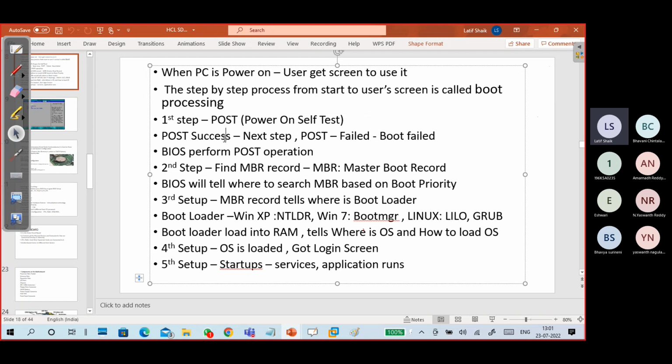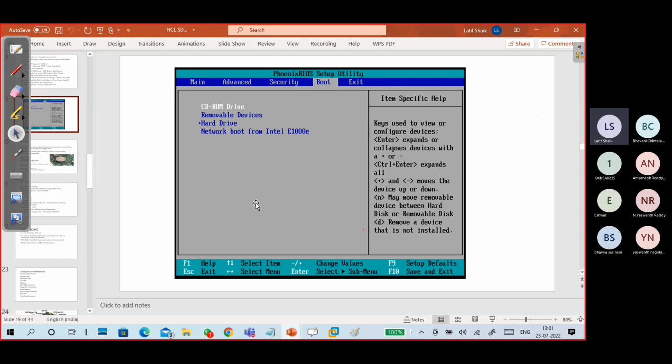Next, POST is successful. The next one is in your BIOS setup. In the BIOS, in the boot section, this is the boot priority. Guys, listen carefully. As per the BIOS boot priority, the operating system will load from here.